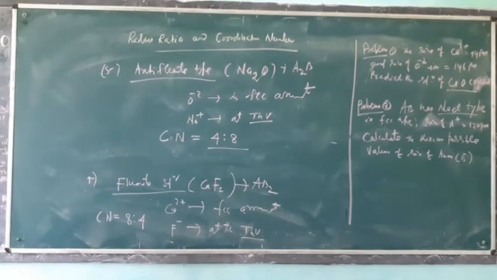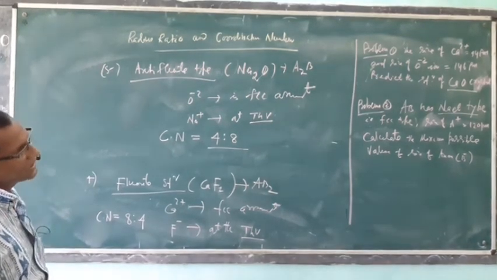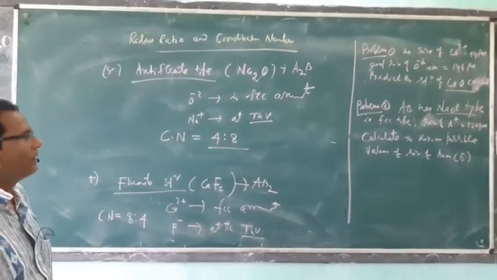So these are some reference crystals. Their cation and anion positions, coordination number and the type of crystal we have to remember, so that we can solve different types of problems. Thank you all.